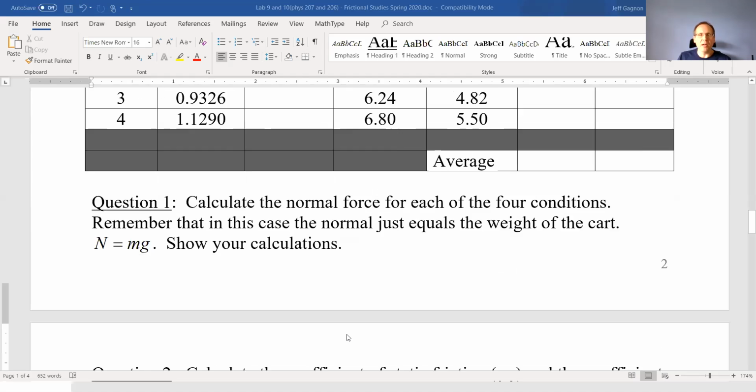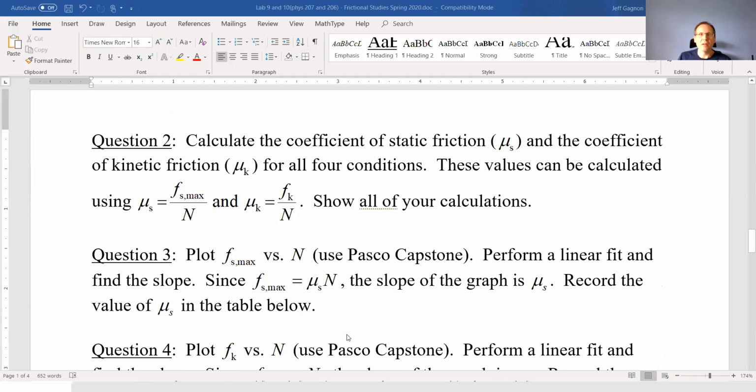All right, then question 2 is I'm asking you to calculate the coefficient of static friction and the coefficient of kinetic friction for all 4 conditions. Now, we had the original equations. Remember, Fs max was equal to μs times N. Well, I can rearrange that equation and solve it for μs, right? If I divide both sides by the normal force, I get μs is Fs max divided by N.